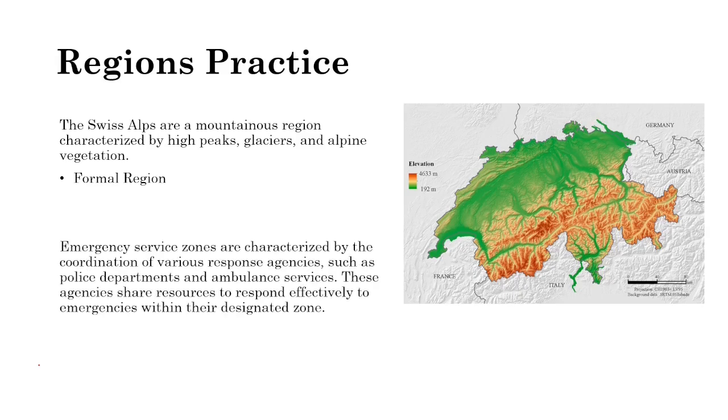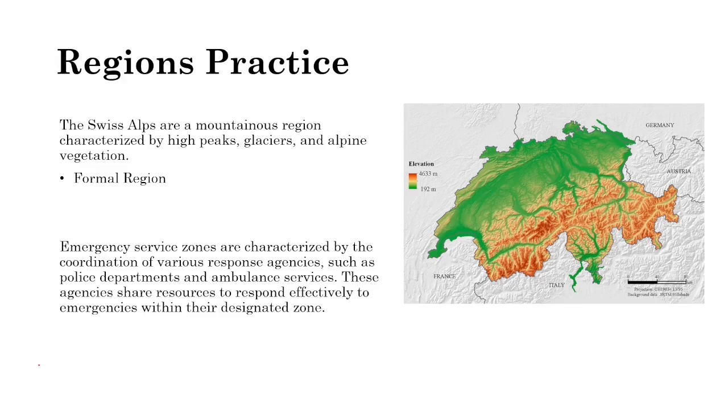All right, here's another one. It's talking about emergency service zones. They have various response agencies like police departments, ambulance services, fire systems also come from ESCs. They are agencies that share resources, and they respond effectively to emergencies within a zone. That's pretty important. We're talking about zones. So certain fire stations are going to respond to fires in certain areas because they don't want to travel too far away because they may not get there in time. They want to get there as efficiently as possible.